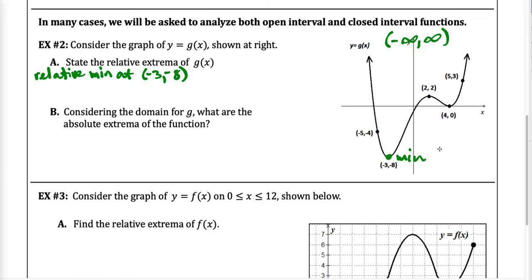Okay. Isn't there also a relative min at 4-0? Sure. Basically the bottom of a hill. If you're looking at a picture, it's usually far easier just to look and immediately know what the answer is.